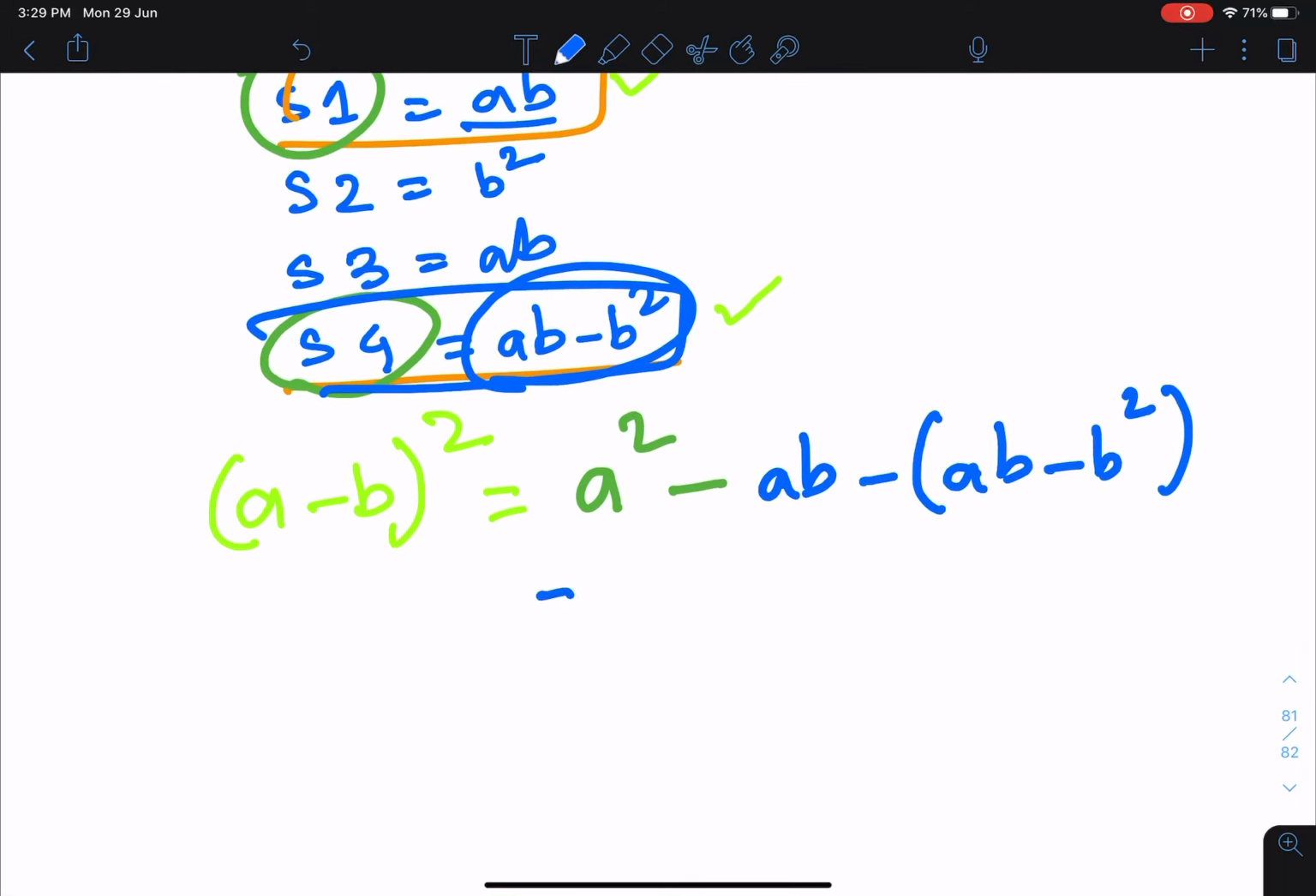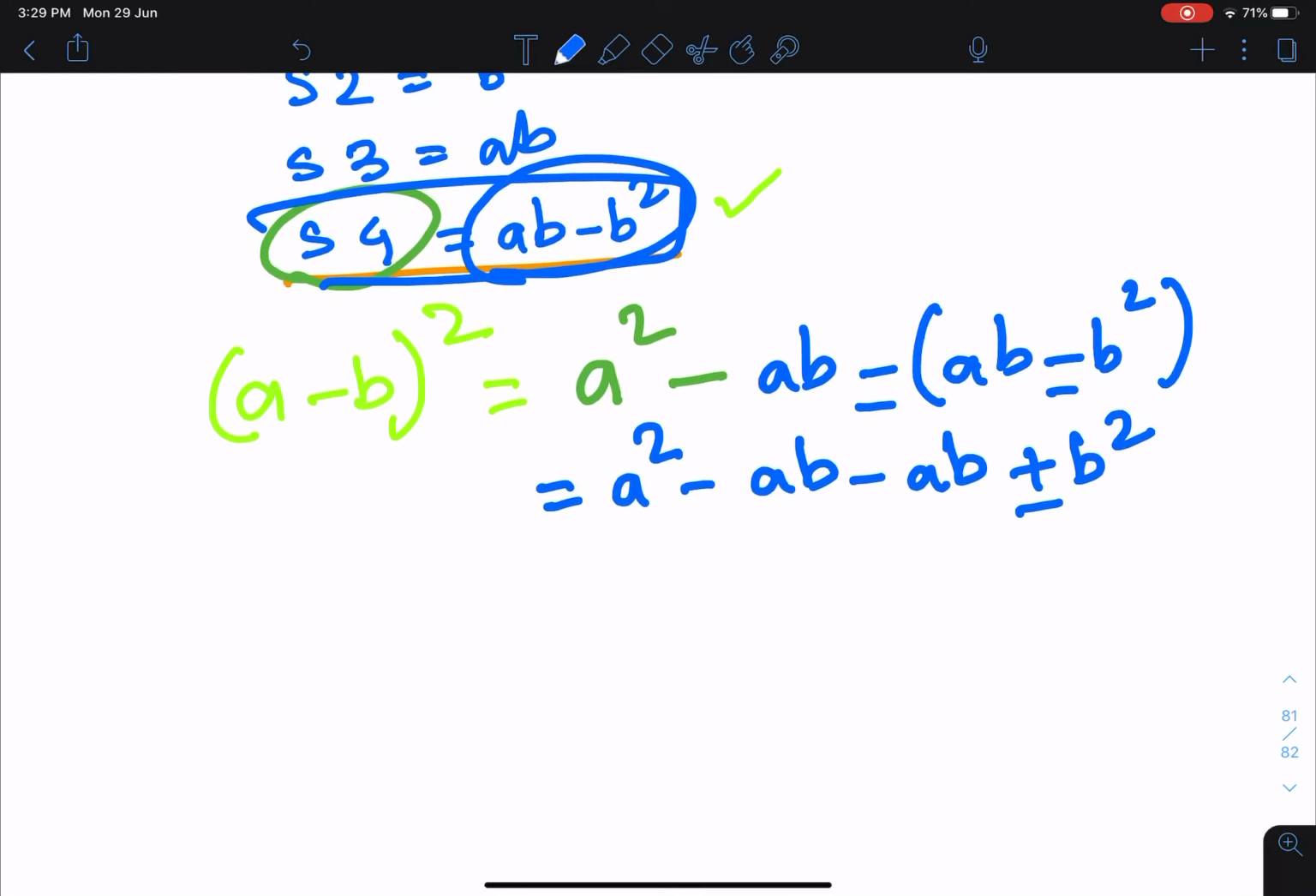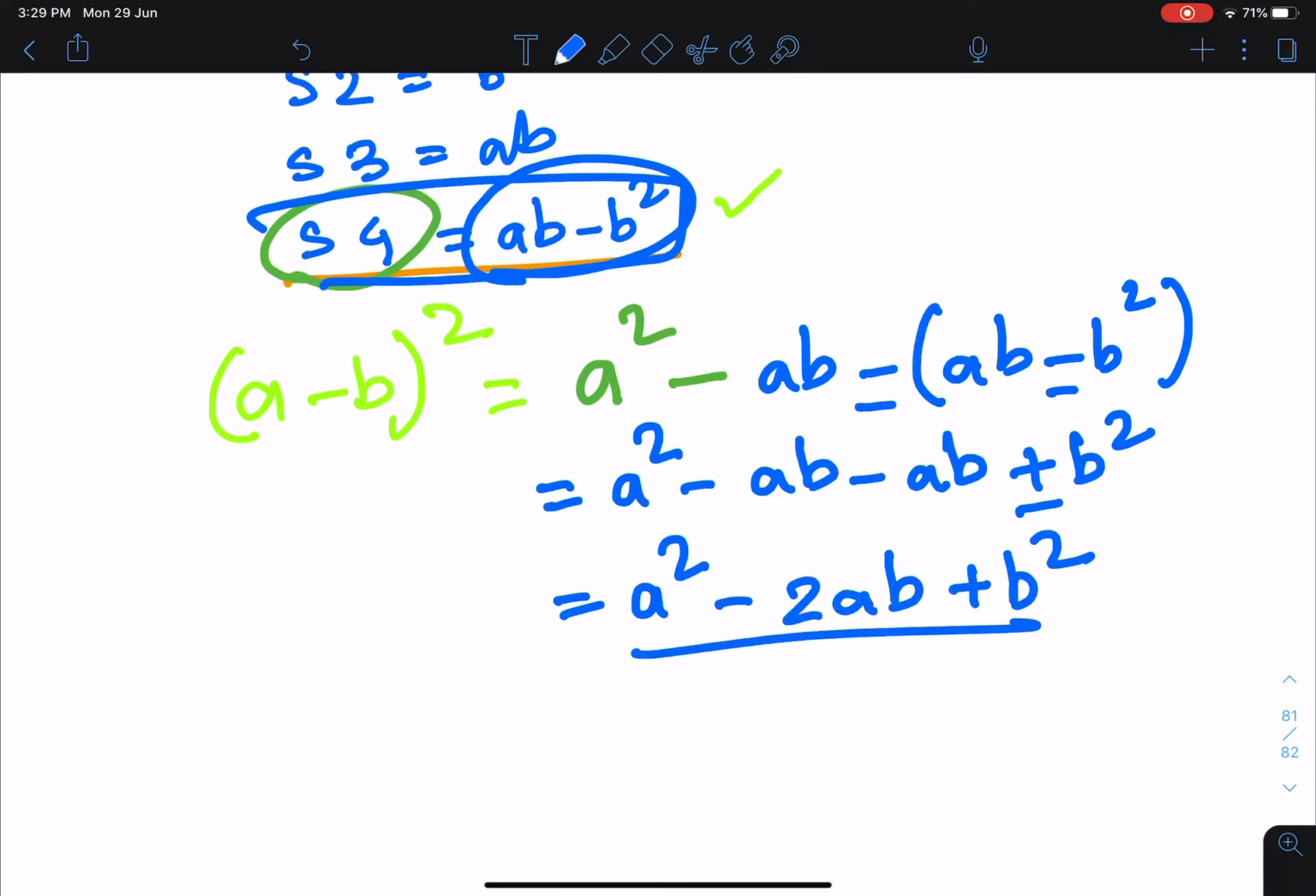Now let's solve this. a square minus ab plus b square, because this minus minus will become plus here. So it will be a square minus 2ab plus b square, and we have actually proved our formula, right? Which is (a minus b) whole square is equal to a square minus 2ab plus b square.